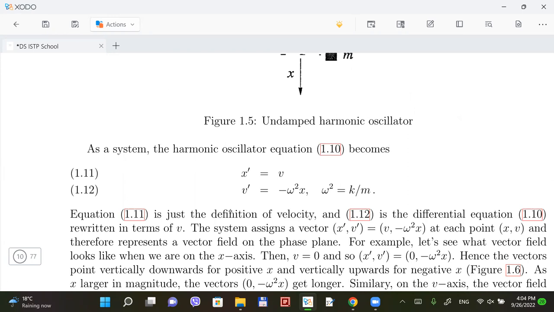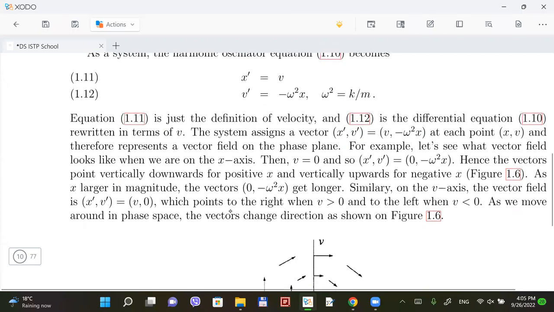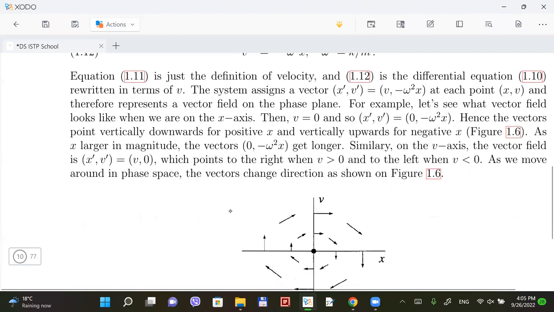So let's see first how the vector field looks. We say that we will trace the vector field. The vector field we know from the right-hand side. So let's see for this example how the vector field looks at each point.